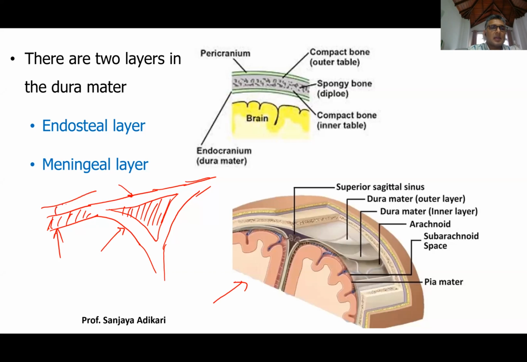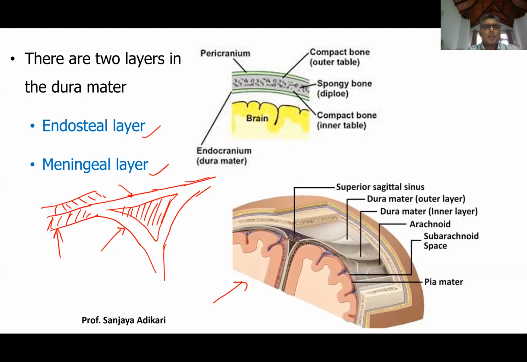Your skull is here, in that layer. Because of this, you name 2 layers. The one on the side of the skull is called the endosteal layer. The one on the side of the brain is called the meningeal layer. So this is how you divide the Dura mater into 2 layers.